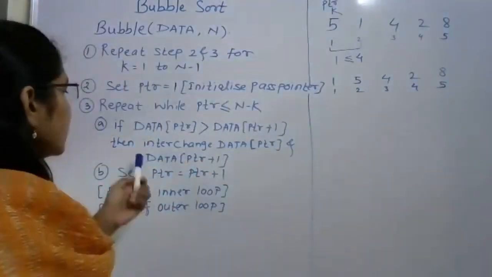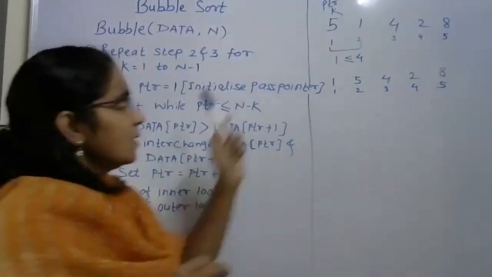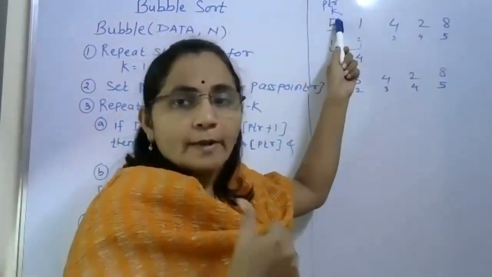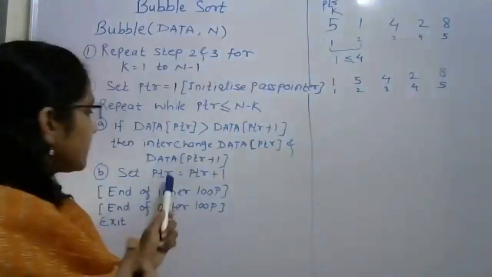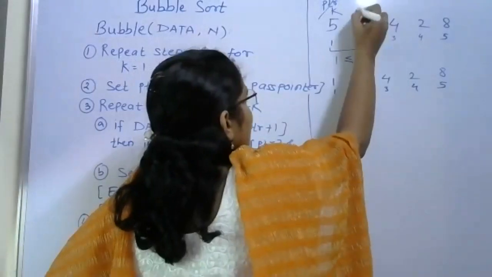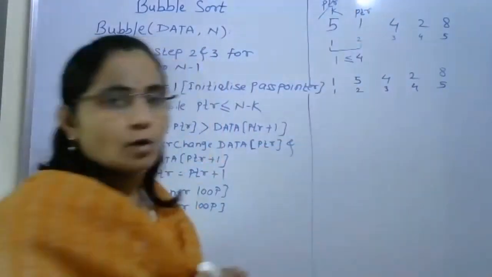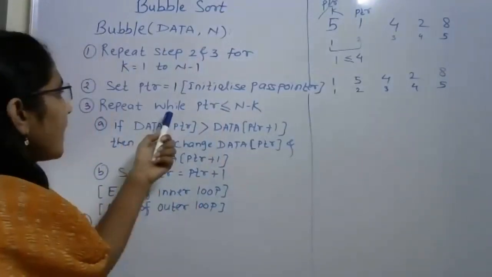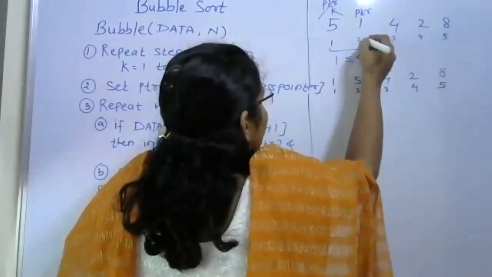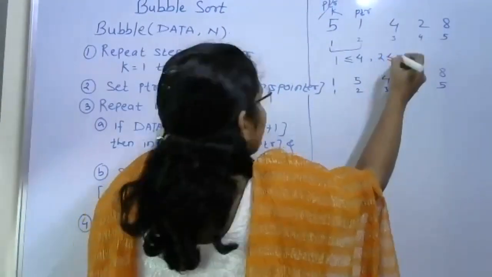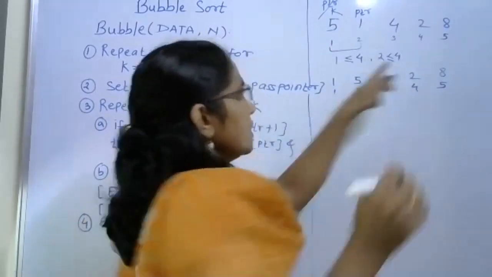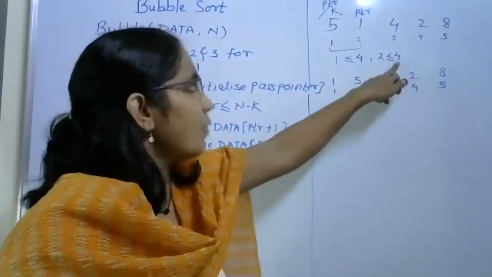Okay. Then the second step is PTR equal to PTR plus 1. Now you pass the pointer, you move the pointer to the next position. You move the pointer to the next element by increasing pointer plus 1. 1 plus 1, 2. So this PTR will get collapsed and the new PTR position is at the second location. Okay. Now while PTR is less than or equal to n minus k, the PTR value is 2. 2 is less than or equal to n minus k. n means 5, then 5 minus 1, 4. So at first pass, you have the value 4.